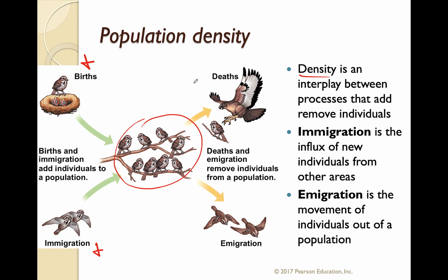And then there are a couple of things that will remove individuals from the population. The number of deaths, right? This is going to remove individuals, as a bird dies, it gets eaten by this hawk up here. Or emigration. This is when they leave to go to a different population. These individuals might leave to go live in a different population with other birds. And so we do calculations and look at growth curves of births and deaths, as well as immigration and emigration, to determine the population density of a species.